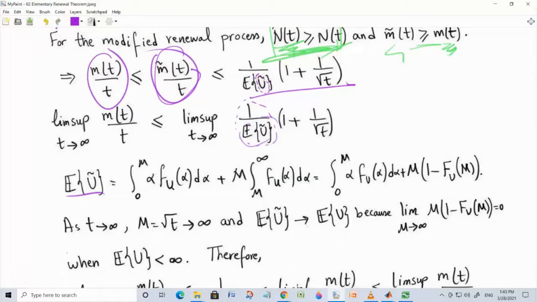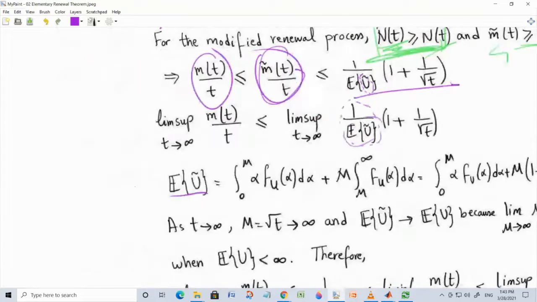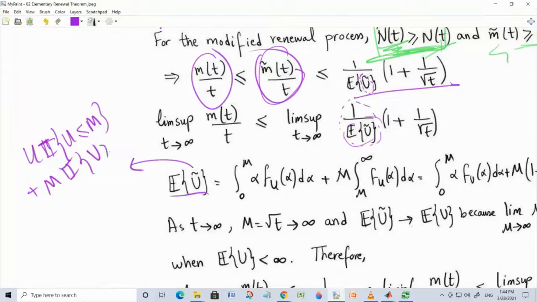So what is the expected value of Ũ? Remember what is Ũ? Ũ is, I can write it like this: U times the indicator of U less than or equal to M, plus M times the indicator of U greater than M. You can write Ũ like this. If U is less than or equal to M, then it's U. If U is greater than M, then it is M. So basically, Ũ is a function of U.